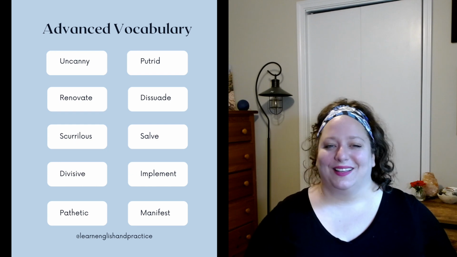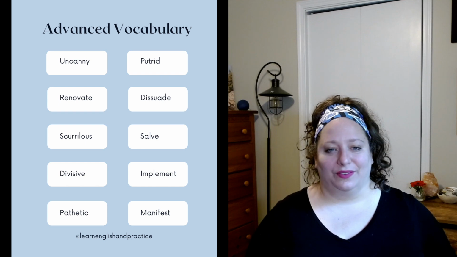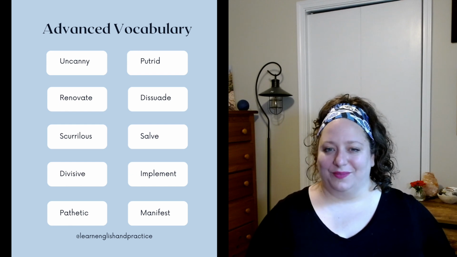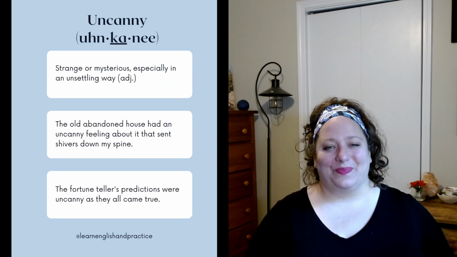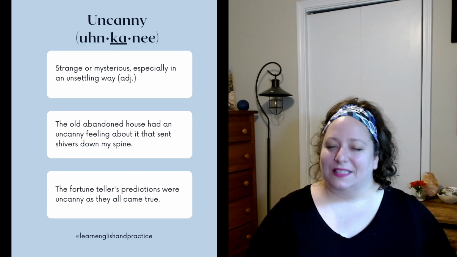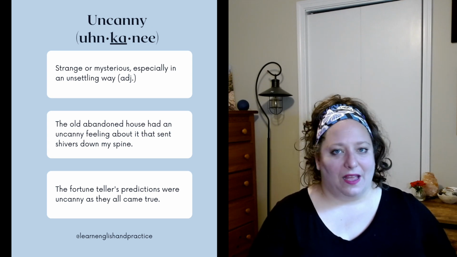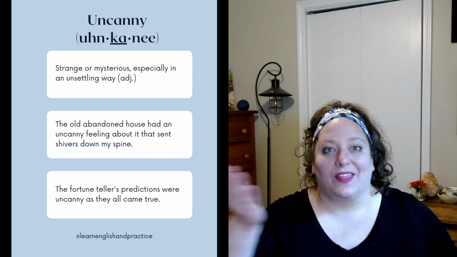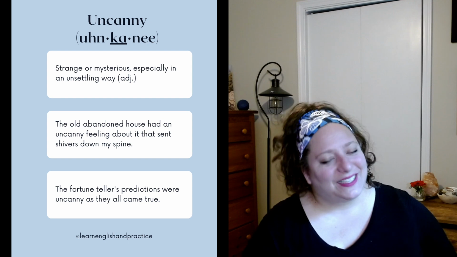So, let's hop in. First, listen to me pronounce the words: uncanny, renovate, scurrilous, divisive, pathetic, putrid, dissuade, salve, implement, manifest. First, uncanny. This means strange or mysterious, especially in an unsettling way. It's an adjective. So, for example, if you meet a stranger who looks just like your friend, you would say, "That's really uncanny. You look just like my friend."